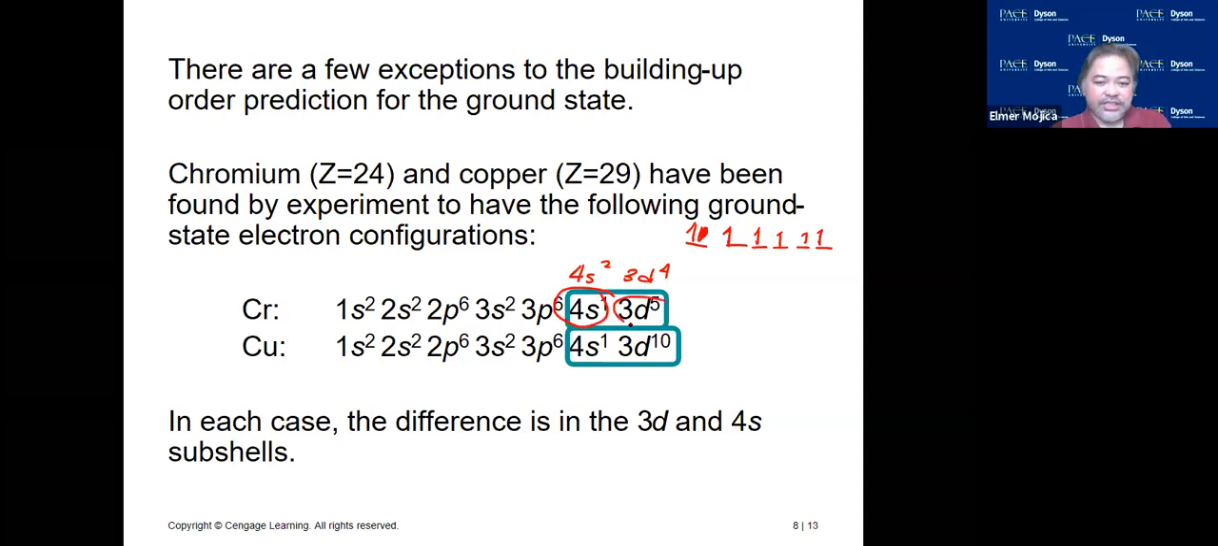The same thing happened with copper. So instead of having it like this one, what happened? This electron goes there and they become half filled. So I'm just going to make it clear here. Even though the 4s should be the one that is filled up first, what happened? The d orbital is filled up compared to the s orbital.